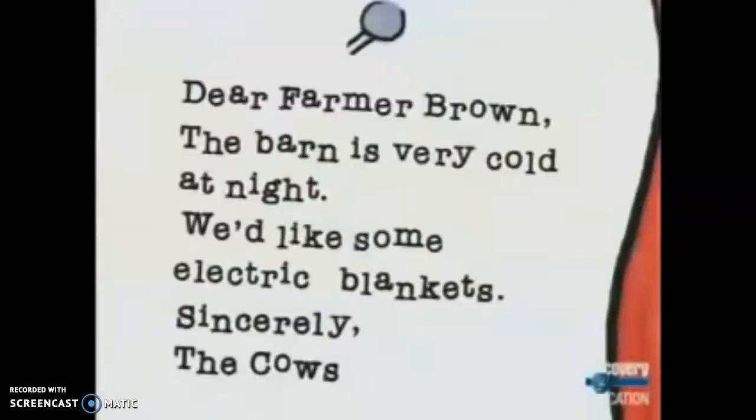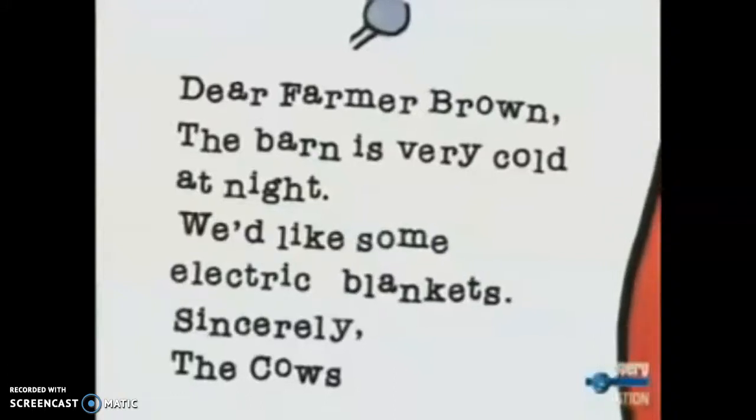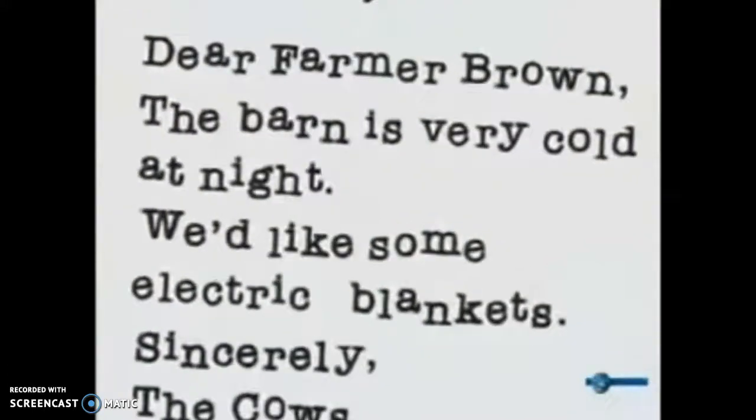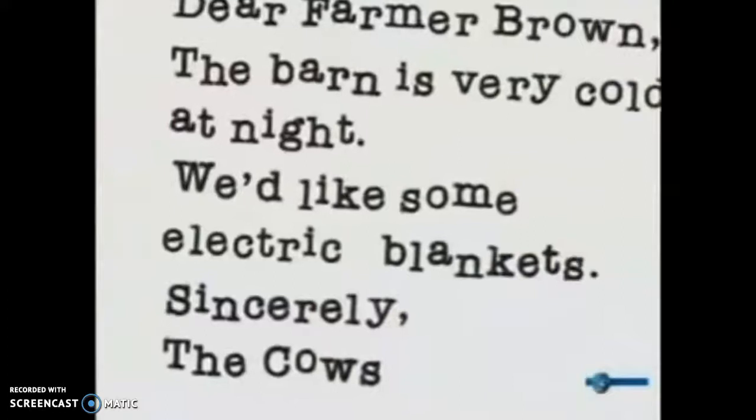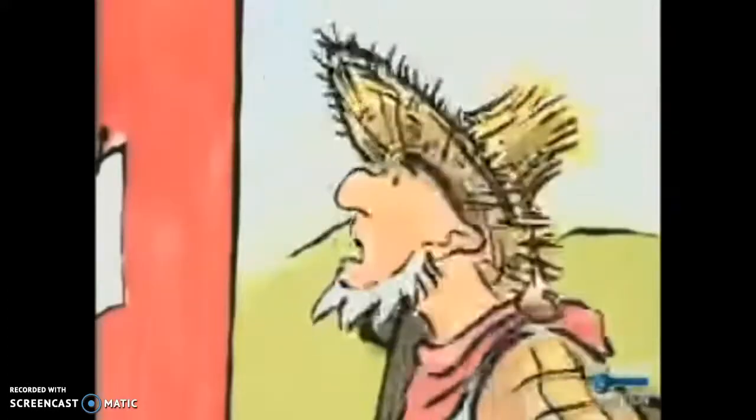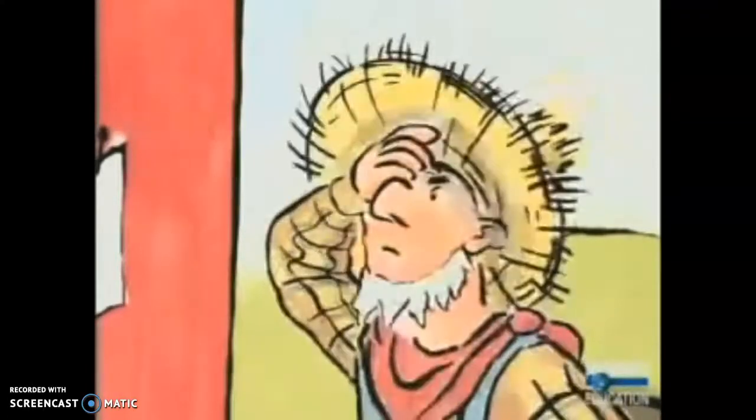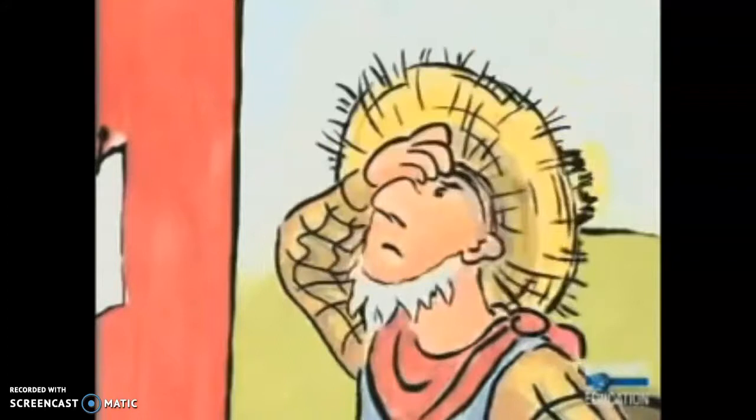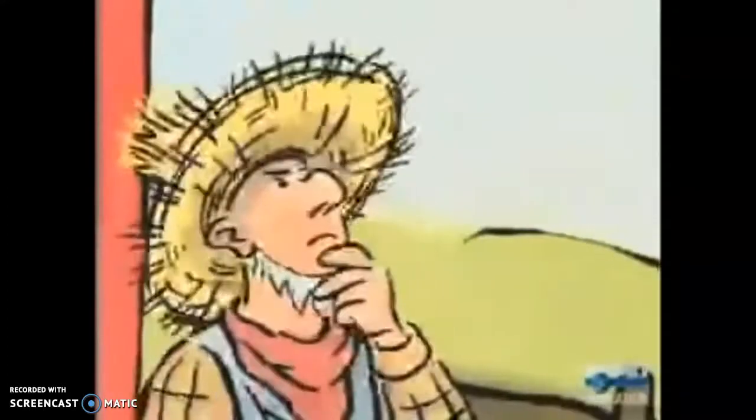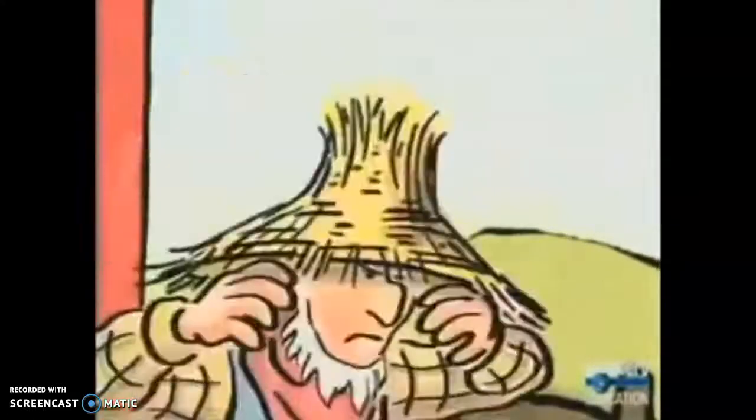Dear Farmer Brown, the barn is very cold at night. We'd like some electric blankets. Sincerely, the cows. It was bad enough the cows had found the old typewriter in the barn. Now they wanted electric blankets. No way, said Farmer Brown. No electric blankets.